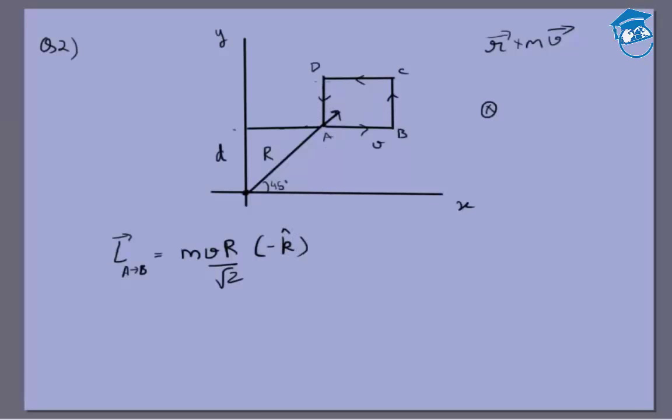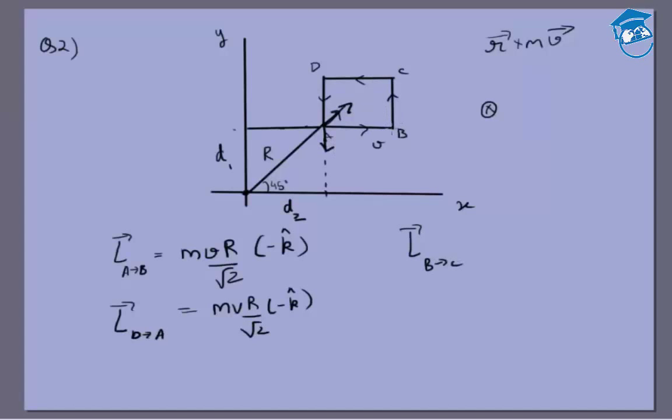And this is also the answer from D to A, because if it is coming from D to A, the perpendicular will be D in this direction, let's say D1 and D2, but that will also have the value of r by root 2. So L from D to A will also be mv r by root 2. What about the direction? R cap is in this direction, V is in this direction. R cross V once again goes inside the plane away from the viewer, and so it is once again minus k cap. What about L from B to C?